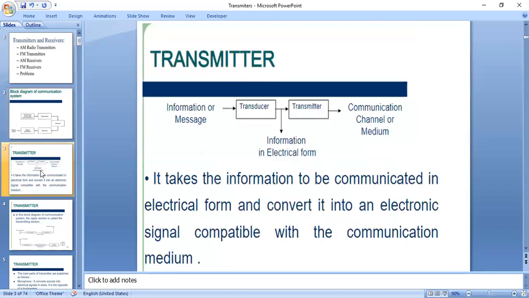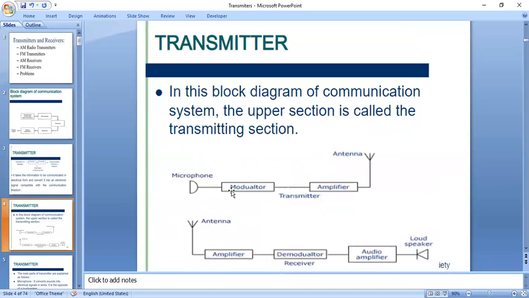And in the transmitter, whatever information is available in non-electrical form, you need to convert into electrical form by using a transducer. And after that, the electrical signal will be the input to the transmitter. So this is the actual representation. We need a microphone. It is a source. This will be an input transducer. This converts the non-electrical signal into an electrical signal.